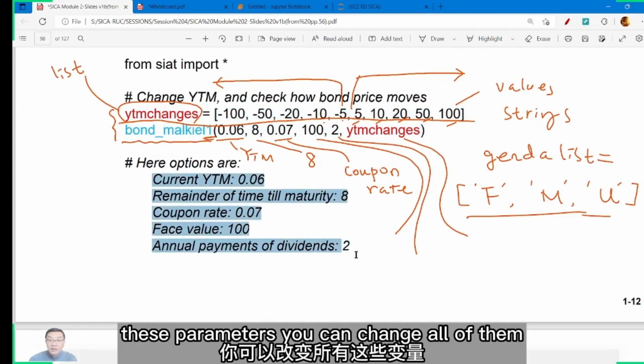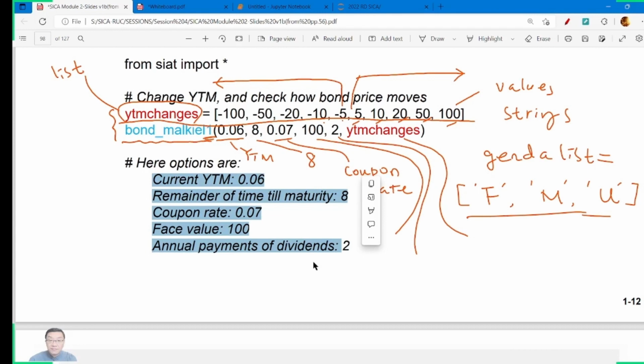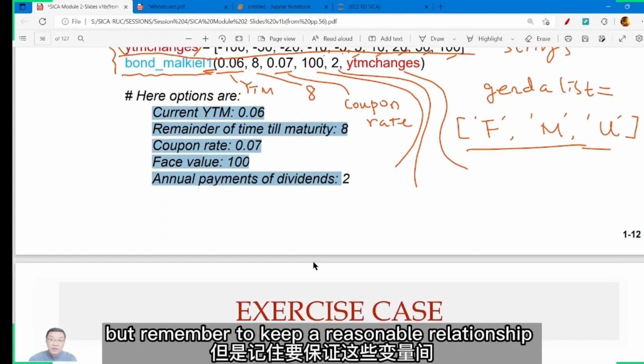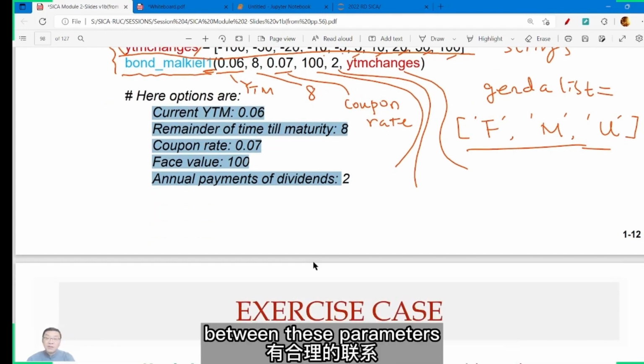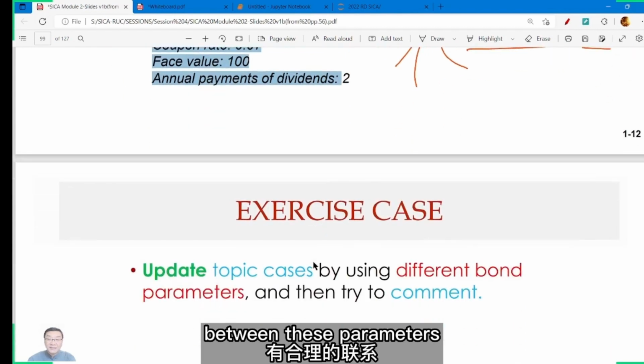These parameters, you can change all of them. But remember to keep a reasonable relationship between these parameters.